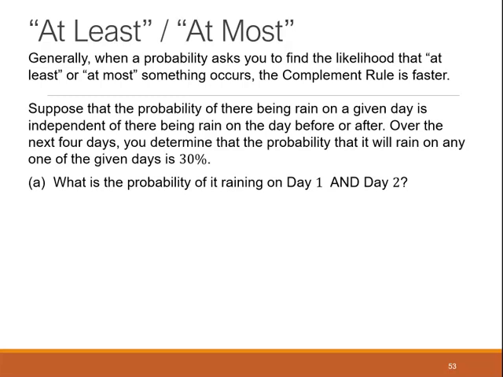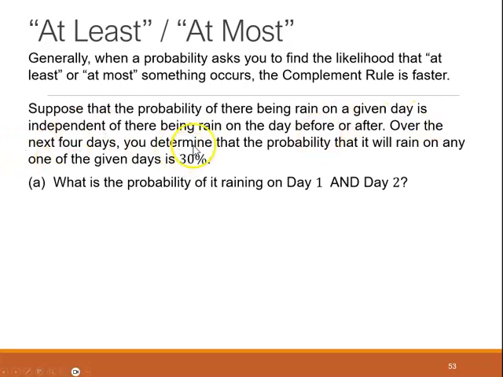And the point of this is that these at least and at most situations, it's often easier to use a complement rule than otherwise. Let's look at an example. Suppose the probability of there being rain on a given day is independent of there being rain on the day before or after. So the probability of it raining doesn't depend on what happened the previous day or the next day.